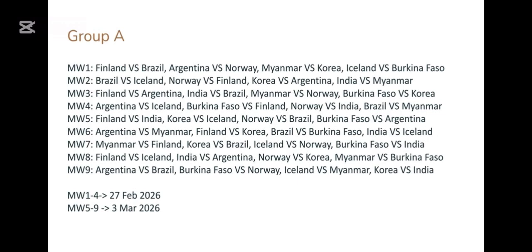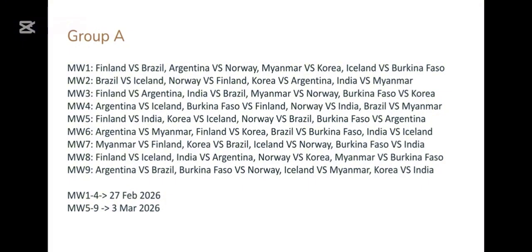Because we have 9 teams in each group, every match week, 1 eraser will not take part. So in this case, it would be, I don't know, I can't think. I think it's India, if I'm not wrong. Anyways, let's continue. Match week 2, Brazil takes on Iceland, Norway, Finland, Korea, Argentina, and Iceland, Myanmar.